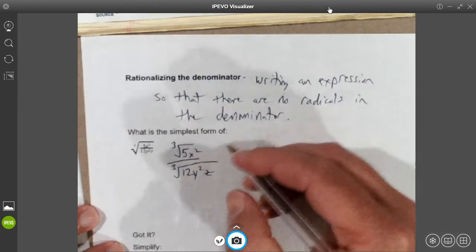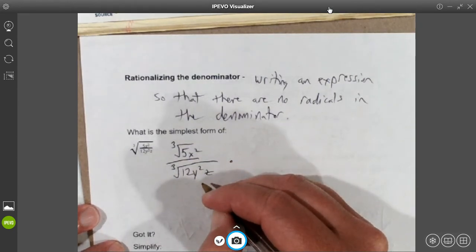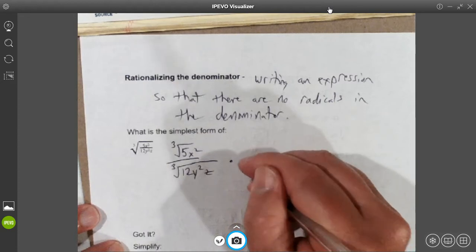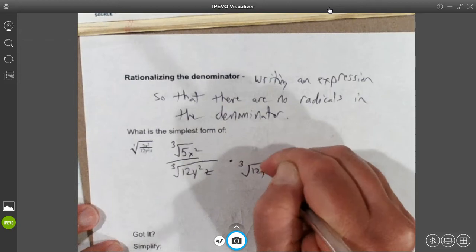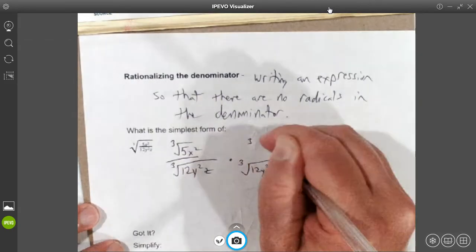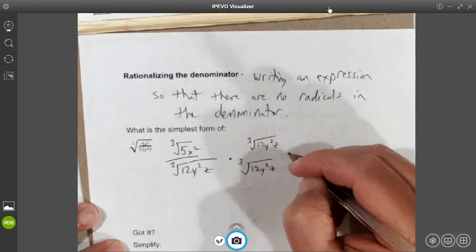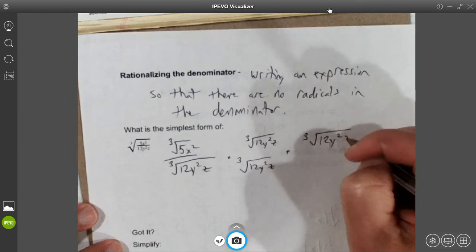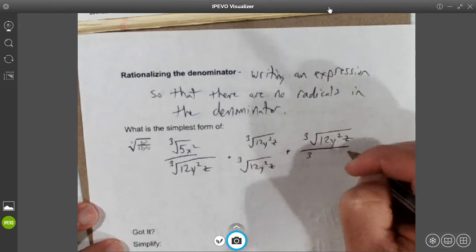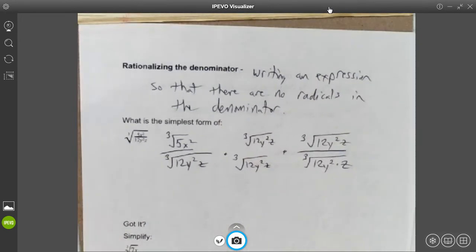All right, so watch what I'm going to do here. Now again, multiplying by 1 doesn't change it. Watch the form of 1 that I multiply this by. The cube root of 12y squared over z, and the cube root of 12y squared over z. And I'm going to do that one more time. The cube root of 12y squared over z over the cube root of 12y squared over z. Okay, now what did I just do? Let's take a look at this.